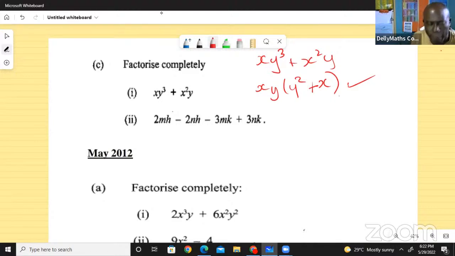All right. Here we have another one to be factorized.